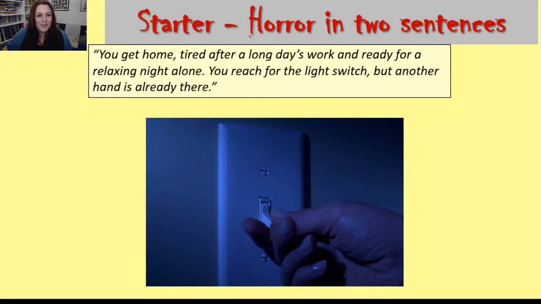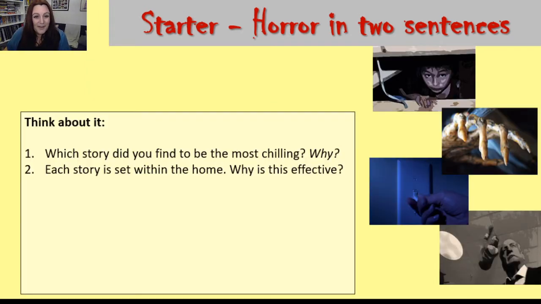It's written in the second person because we've got "you get home." So it's really direct to us. "You get home tired after a long day's work and ready for a relaxing night alone." There's nothing horror about that first sentence at all, so you're lulled into a false sense of security. "You reach for the light switch, but another hand is already there." It actually isn't chilling in any way until you get to the last few words. So I think that one's quite clever. But to be honest, they're all good. I like all of them.